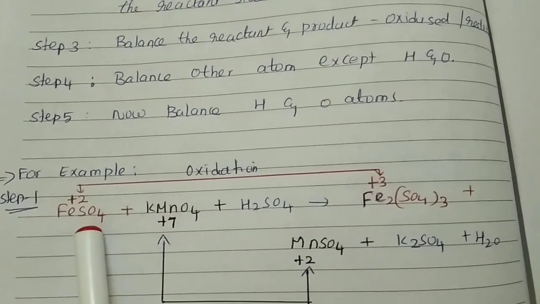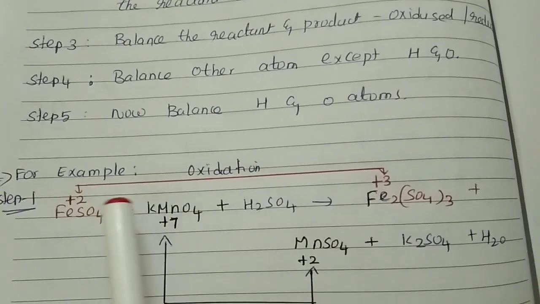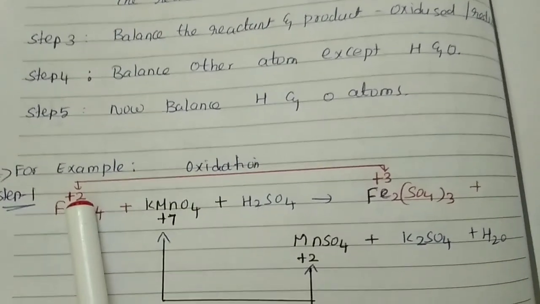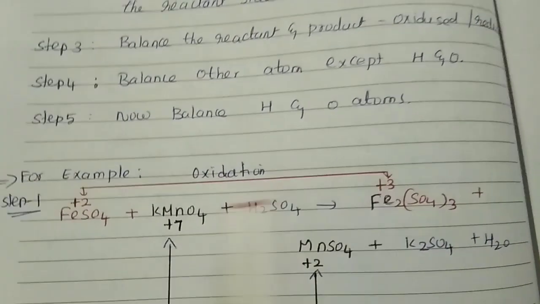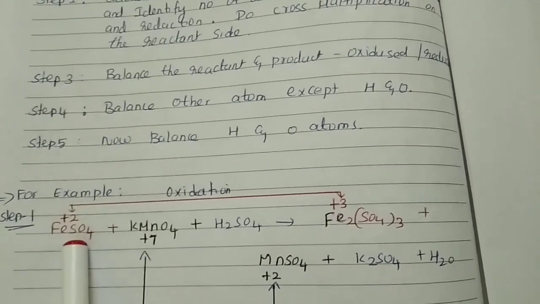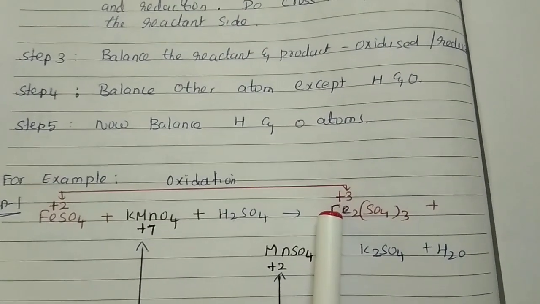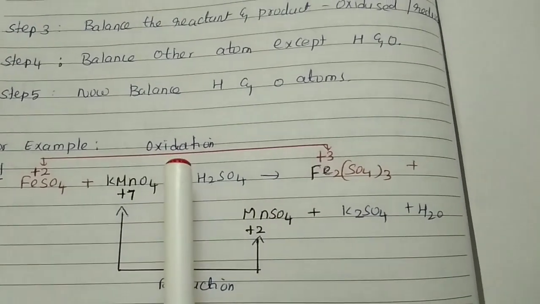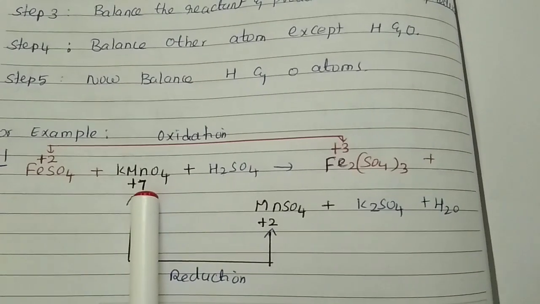So, iron undergoes oxidation by losing how many electrons? What is the difference between the oxidation states? Here +2, here +3. So, the difference is 1. So, iron changes from +2 oxidation state to +3 oxidation state by losing 1 electron. So, it undergoes oxidation. Then come to the next, KMnO4.